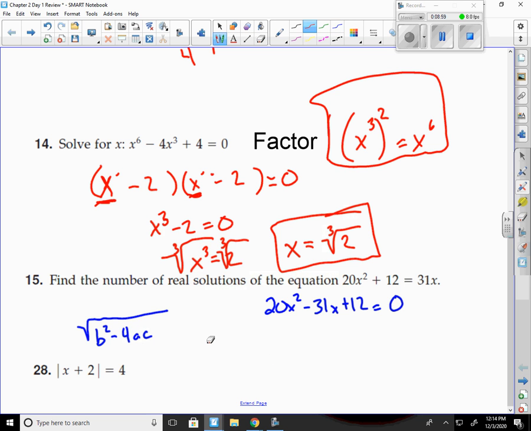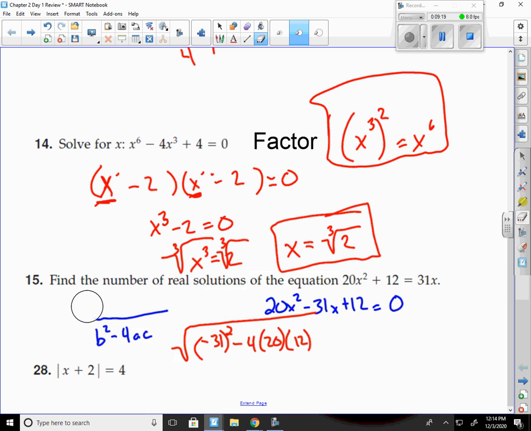So now we're just plugging numbers in. Negative 31 squared minus 4 times 20 times 12. I take the square root of that. Actually, I don't even have to take the square root of it. When I put all this together, negative 31 squared, everybody knows is, nobody actually knows what that is.